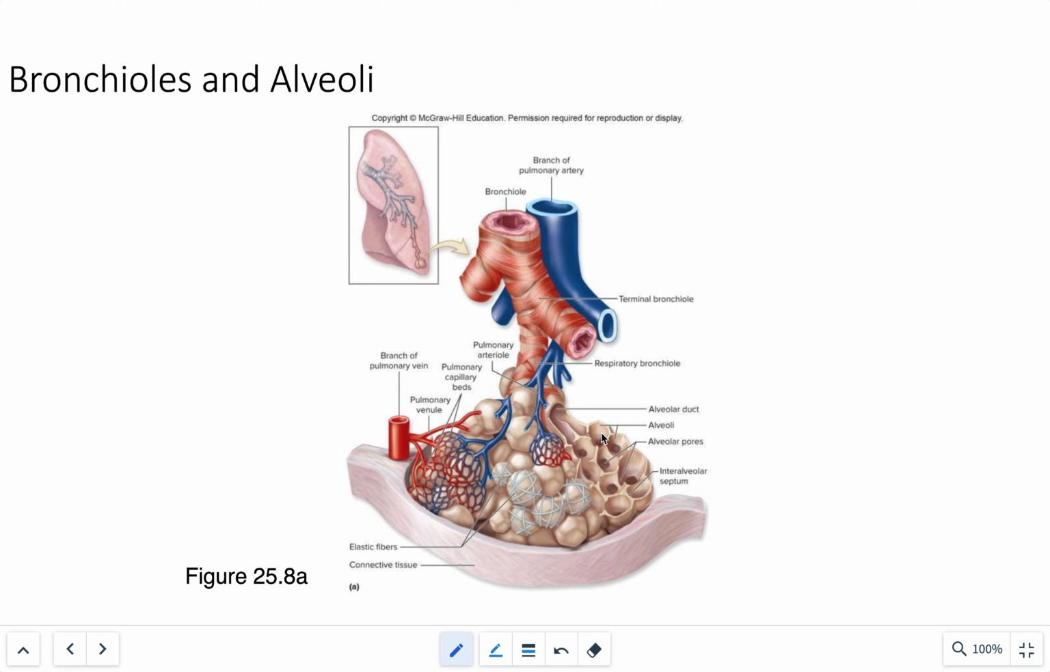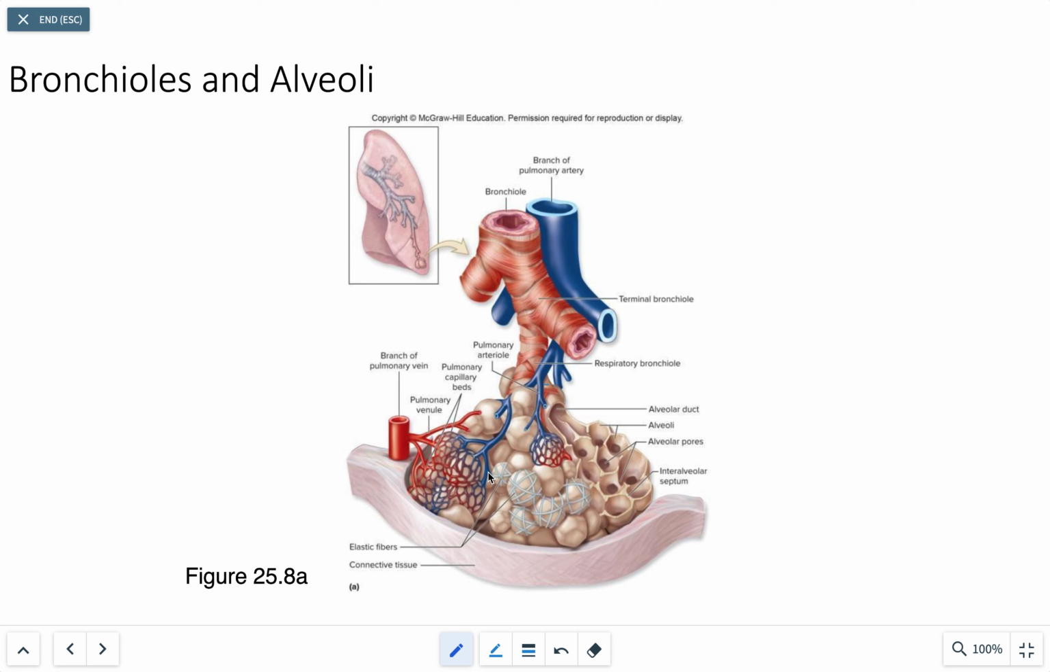This thin wall helps promote gas diffusion between the alveoli and the pulmonary capillaries. Also, we have a series of alveolar pores. These alveolar pores provide collateral ventilation between each and every alveolus. They also contain an interalveolar septum and elastic fibers. These elastic fibers are important. They give the ability of the lung, or the alveoli, to stretch during inhalation and recoil during exhalation.